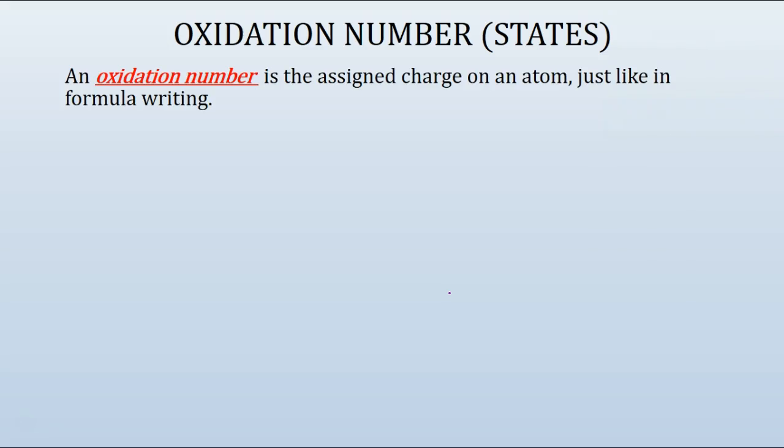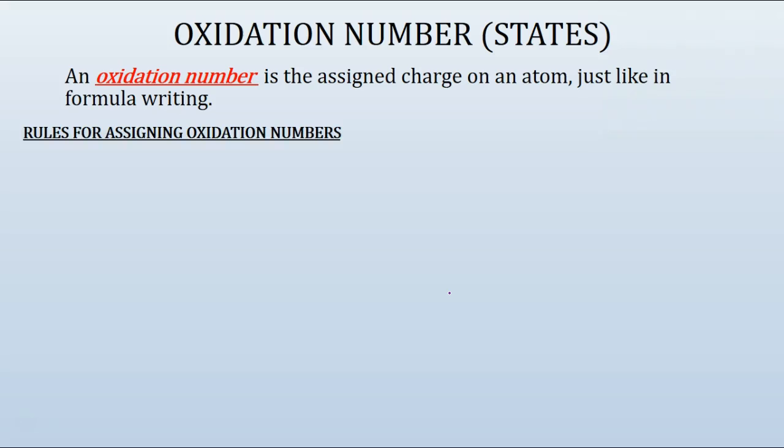So here's the first rule. An oxidation number is the assigned charge on an atom, just like in formula writing. So in formula writing, we write the formula and then we can actually assign a charge to each of those things. Typically, we've looked at the charges of the ions. But what happens when we have a polyatomic ion? That's a covalently bonded substance that is then forming a charge because it's missing an electron. So we're going to be looking at all of those.